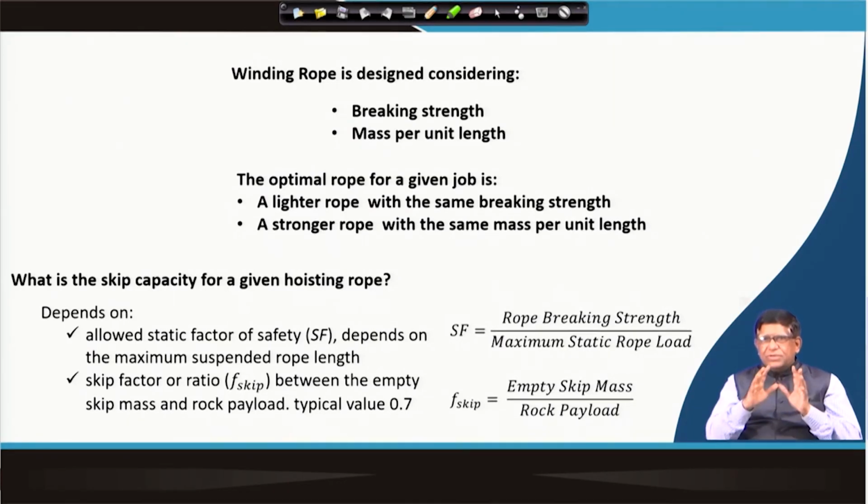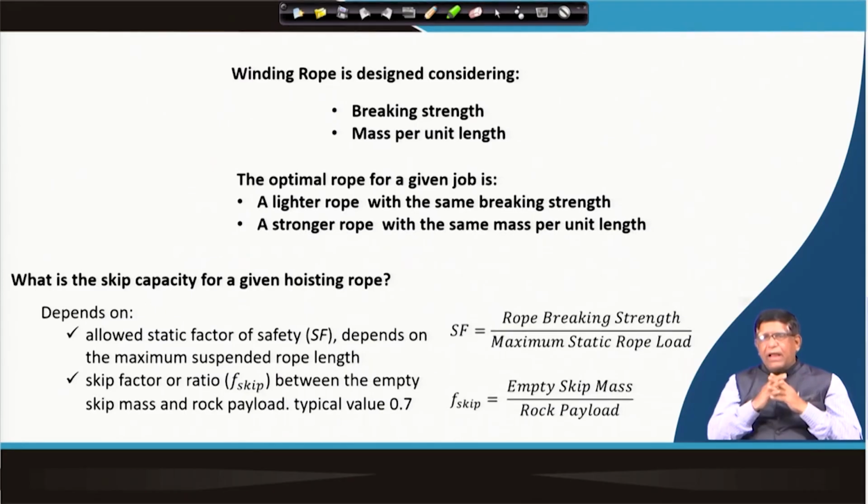This factor of safety is very important. In mining there are regulations that vary from country to country. If you are lifting men, for that type of hoisting system you may go to a factor of safety of even 10, but for raising material you may get up to 6 or 7.